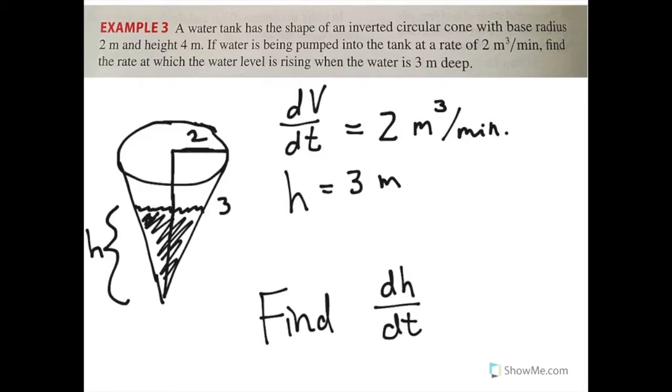Now here's the issue. We don't really know anything about the radius r of the water level. We know that the radius of the whole entire big cone is 2, but we don't know the radius of the water level at this particular instance in time. And you might say, well, does that really matter? Well, sort of, because if we think about how to relate volume to height, there is a formula for the volume of a circular cone like this. It may or may not be one that you remember, but it looks like this. Volume equals 1/3 pi r squared h.